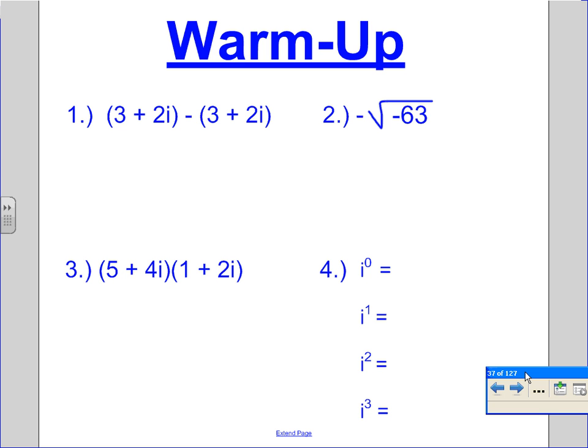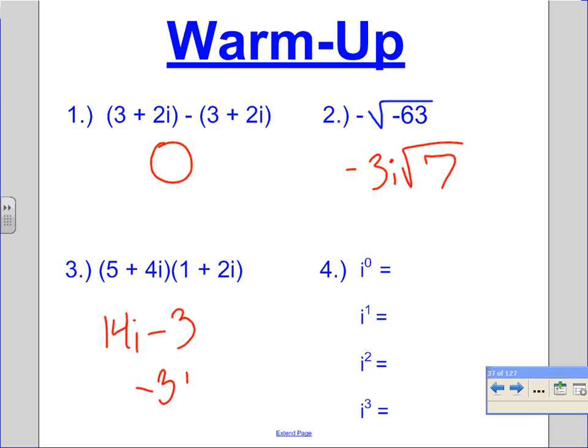On the first one, when you simplified, what did you get? You know, pink folder. Brian B. Good job, 0. Number 2, the negative square root of negative 63. Completely simplified, Eric. What is it? Awesome. Number 3, that was a FOIL problem. Completely simplified, Nathan. Good job. 14i minus 3. You may also have negative 3 plus 14i. Either way is fine. The order does not matter.